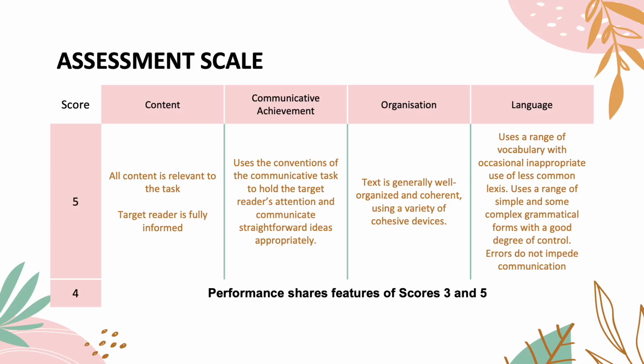The second criteria is communicative achievement. The descriptor says that candidates should use the conventions of the communicative task to hold the target reader's attention and communicate straightforward ideas appropriately. Here, you have to remember that you are writing for an audience. So if your audience cannot understand what you are trying to say or express, you won't be able to get high marks for communicative achievement.